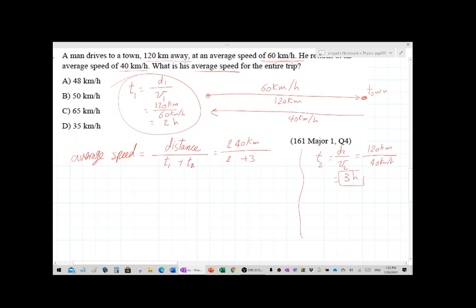So I don't need to write H. I don't need to get confused. So the total time here is 5 hours. So the result's average speed is 240 divided by the 5 hours. That's kilometer, and this is an hour. So the result will be around 48 kilometer per hour. Okay?